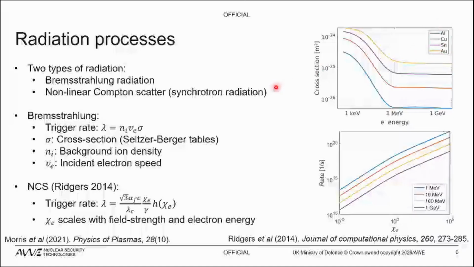Then you have nonlinear Compton scatter, which is radiation due to acceleration in laser fields, which scales with this chi parameter, which has a rate which is different for different field strengths, I think, and different electron energies. Have I written field strength anywhere? It must have field strength. Chi's depending on field strength and energies combined. That's it, yeah. So we have a trigger rate. So in Bremsstrahlung, the trigger rate is the ion number density multiplied by the cross-section and the particle speed. For nonlinear Compton scatter, the trigger rate is a lot more complicated.